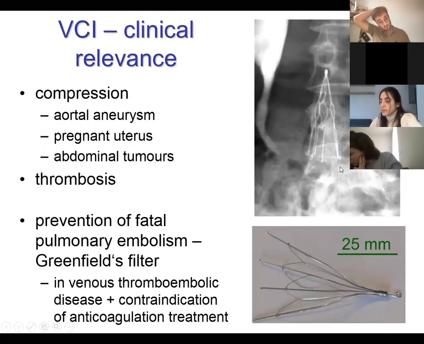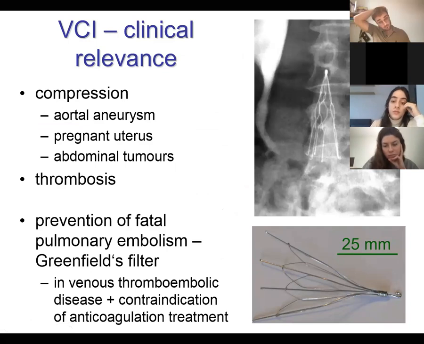Okay, what you can see here on the X-ray and here down, this umbrella, we call a Greenfield filter. In case we have a patient who suffers from a thromboembolic disease and the anticoagulation treatment does not help, or there is a contraindication of the anticoagulation treatment, then you insert this filter via the femoral vein, and this filter should stop larger thrombi from getting into the lungs and causing pulmonary embolism. Yeah, so this is another clinical situation you may know.